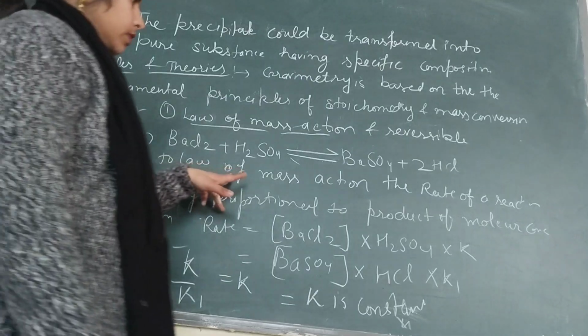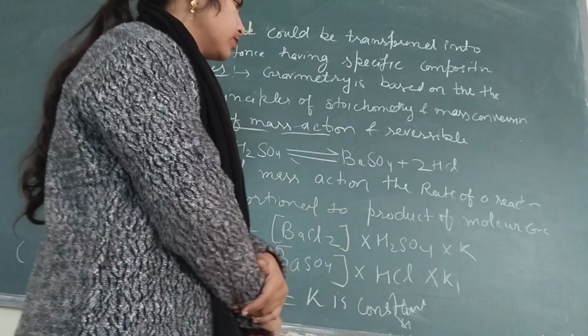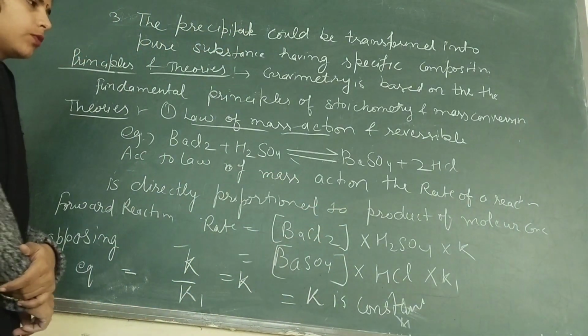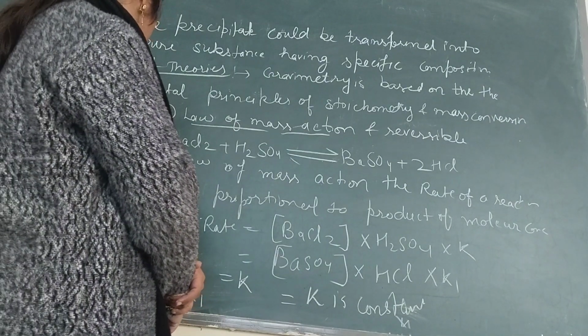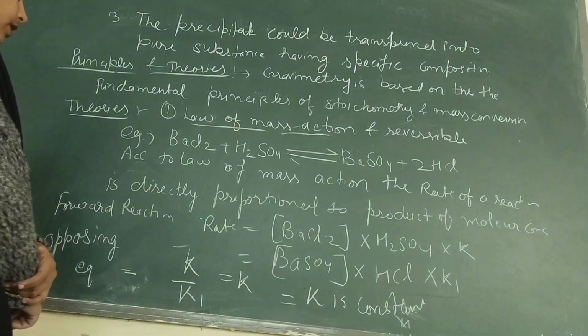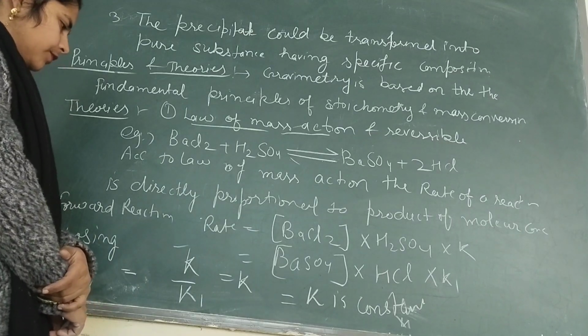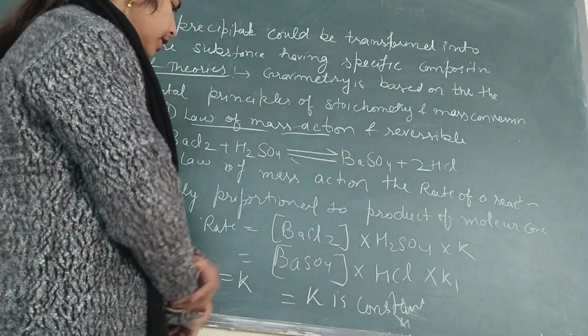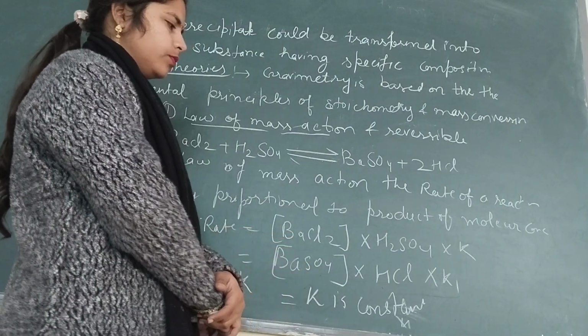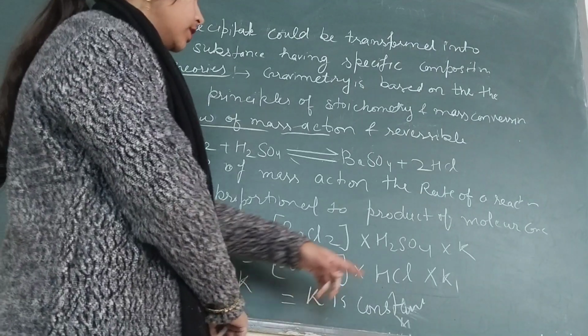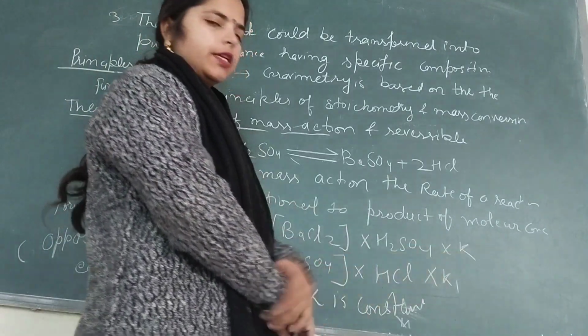According to this law of mass action, the rate of a reaction is directly proportional to the product of molecular concentrations. There are two types of reactions, forward reaction and opposing reaction. The rate is equal to the BaCl2 and the product is the Na2SO4 multiplied by K. K is the constant.